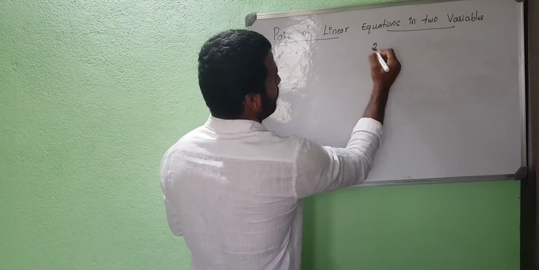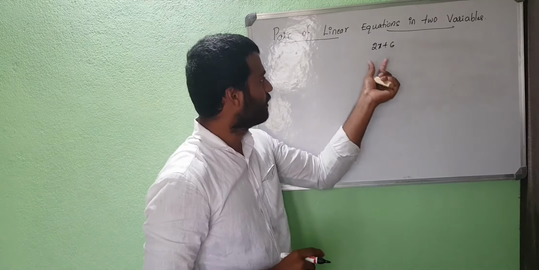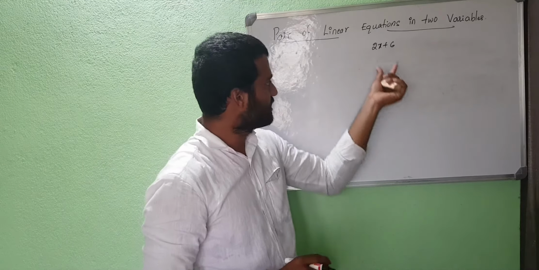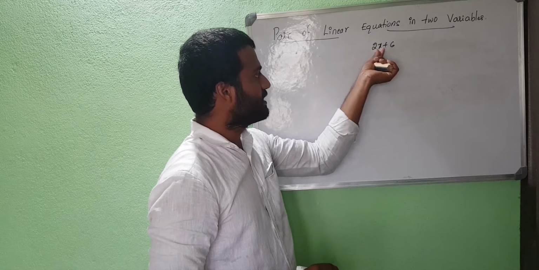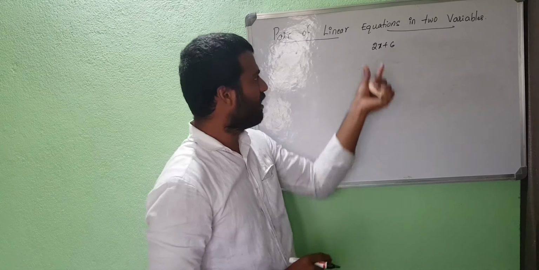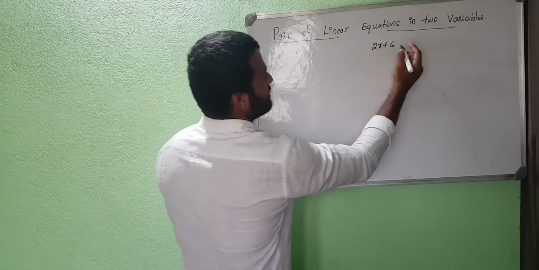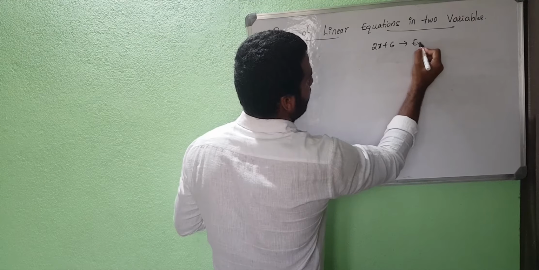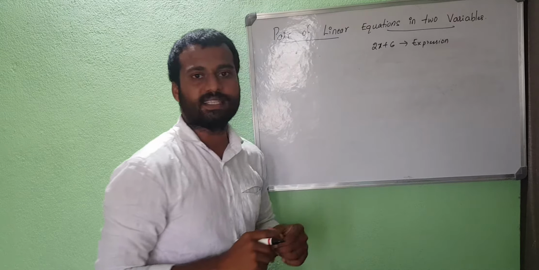So suppose I take 2x plus 6. What is this? Is it an equation? No. Here x is the variable, and 2 and 6 are the constants. Then what is it? It is not an equation. 2x plus 6 is an expression.